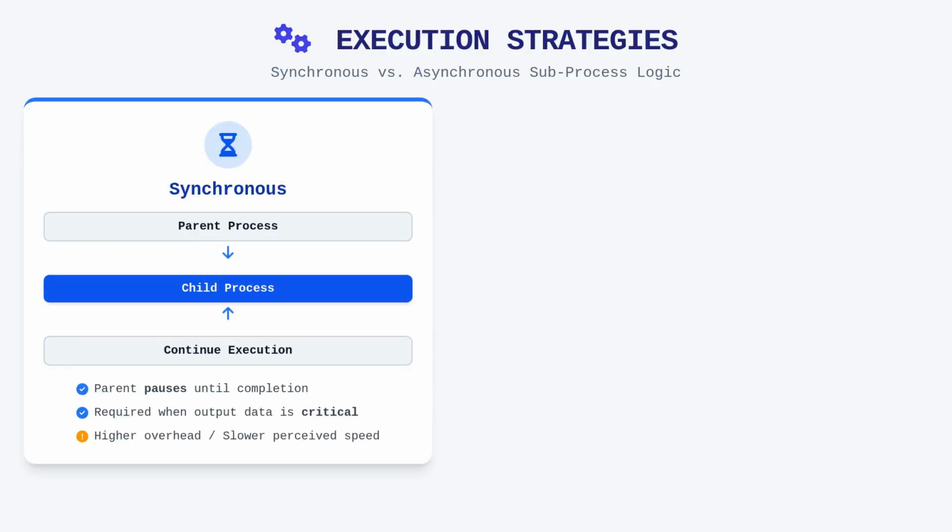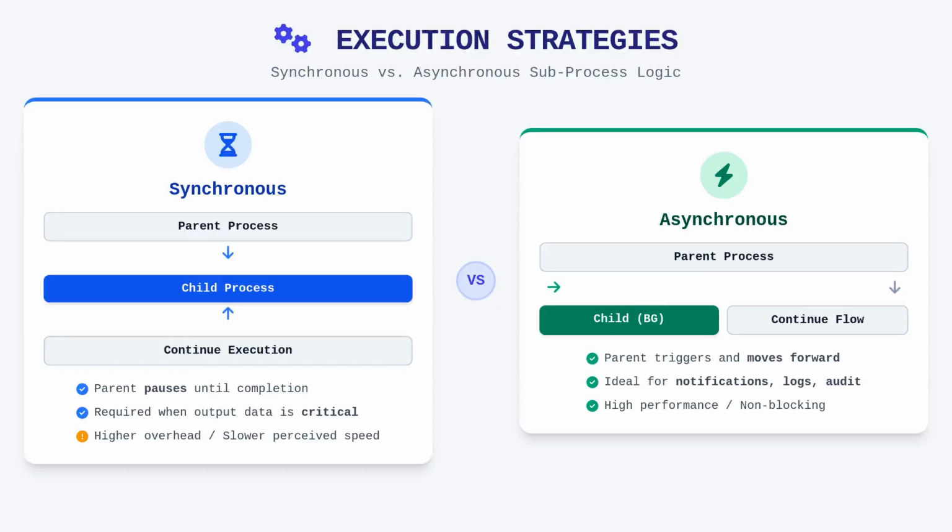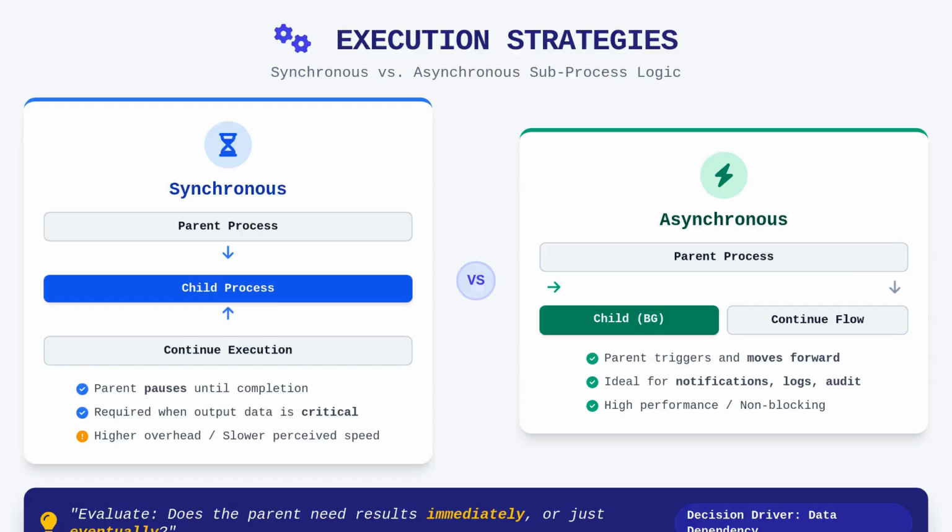Conversely, asynchronous execution allows the parent process to trigger the subprocess and immediately move forward without waiting for a completion signal. This approach is highly performant in scenarios where the child process performs background tasks like sending notifications, logging audit data, or updating non-critical records. You must be careful choosing between these, as synchronous overhead can impact the perceived performance of a user-initiated process if the subprocess takes a long time to finish. Always evaluate whether the parent actually needs the subprocess results immediately, or if the subprocess merely needs to happen eventually as part of the overall application state.